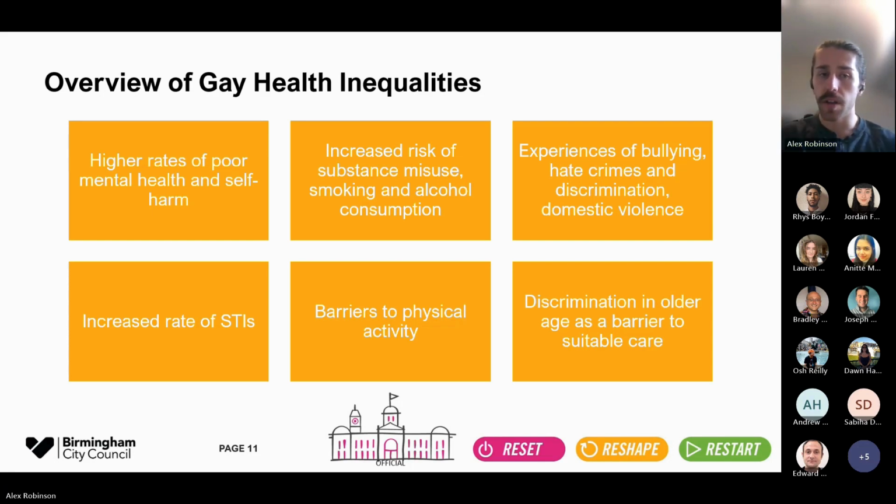So there's also significant issues with substance misuse among gay men. 30% of gay men in one study engaged in hazardous drinking, compared to 18% of heterosexual men. 21% of gay men are current smokers, compared to 16% of heterosexual men. And gay men were 3 times more likely to report illicit drug use than straight men.